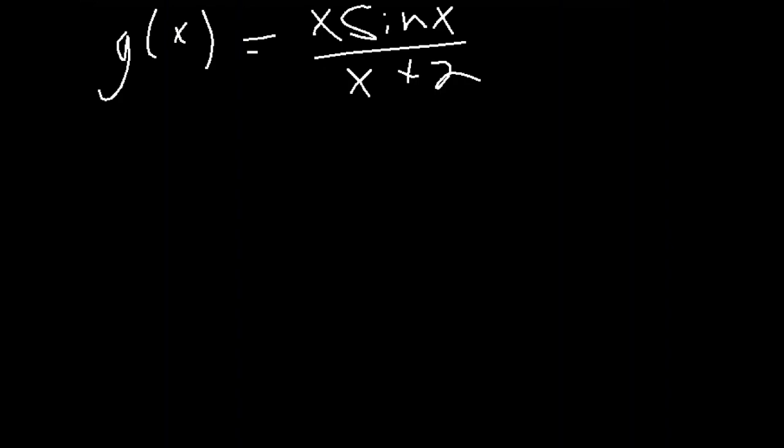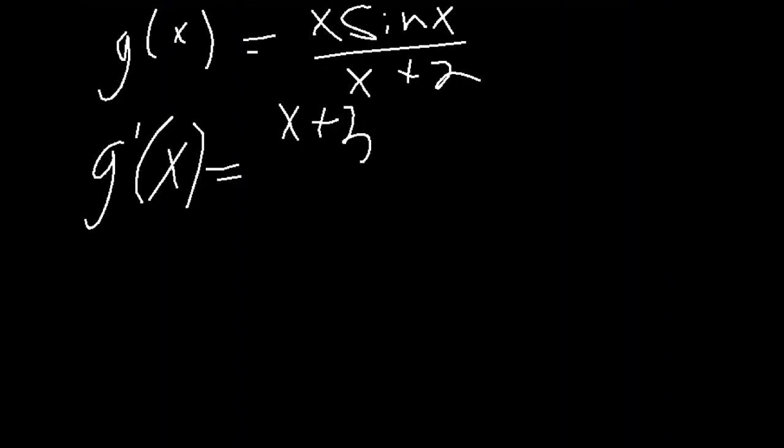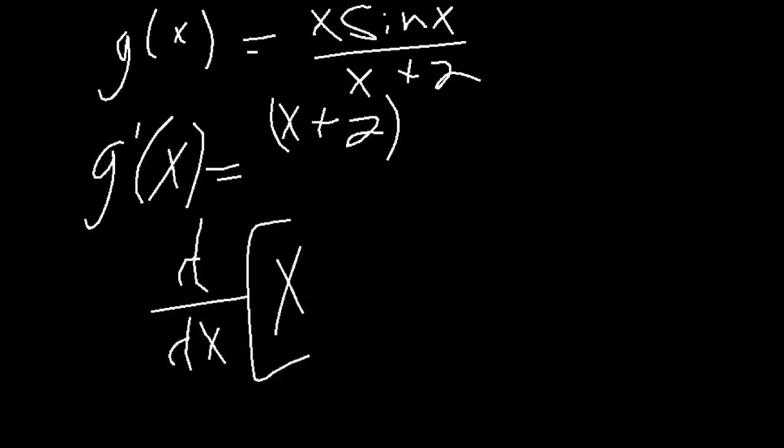Okay, so let's start off. So we bring the denominator to the top, right, and we don't do anything to it. Right, so we're finding g prime of x. So we're going to bring this to the top, times the derivative of x sine of x. So what's the derivative of x sine of x?